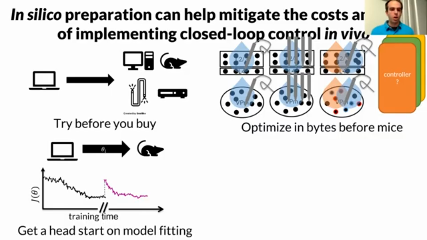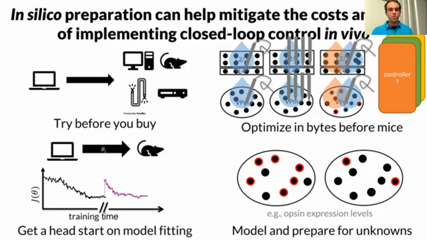Depending on the complexity of your model, you might want to get a head start on your model fitting using simulated data, especially important if you have hard time constraints in a live animal experiment, for example. You can also prepare for things you might not know perfectly going into an experiment, like opsin expression. You can make your experiment robust to things you aren't sure about.